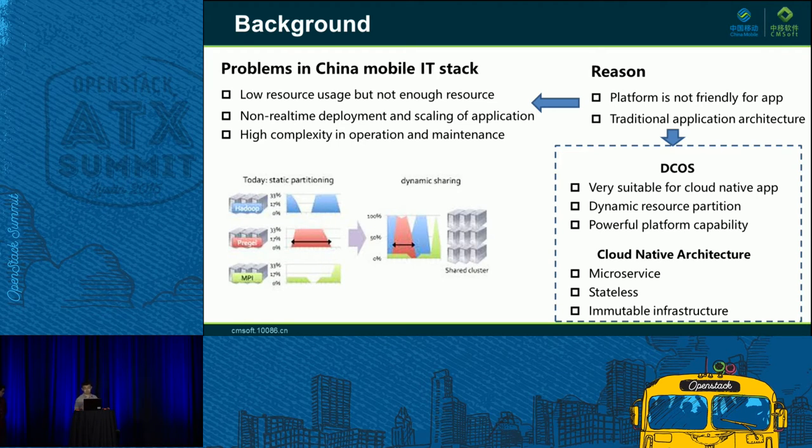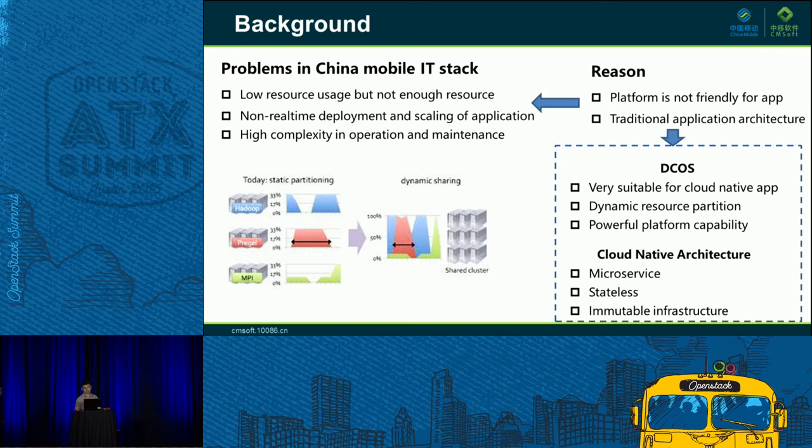Second, although we already adopt OpenStack to build our IaaS platform, we still do not completely solve the problems because IaaS mainly focuses on providing IT resources, not application. The resource is still statically allocated to each application, not shared with each other. We have no powerful platform which is friendly and seamless with the application.